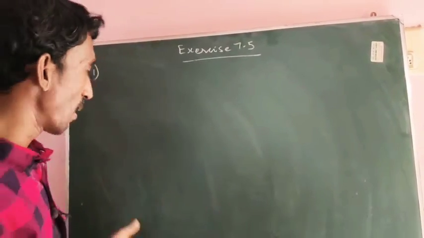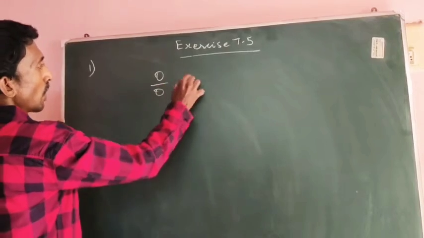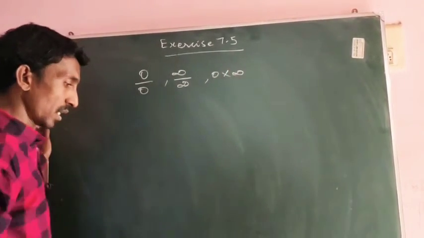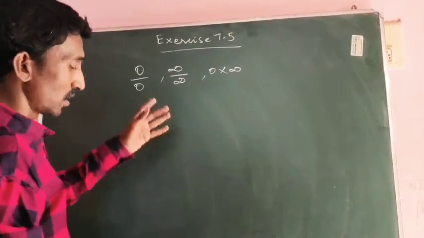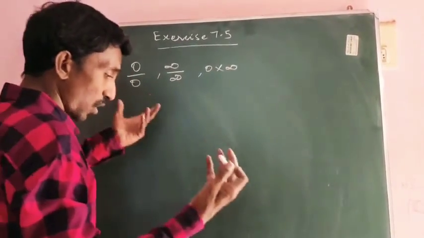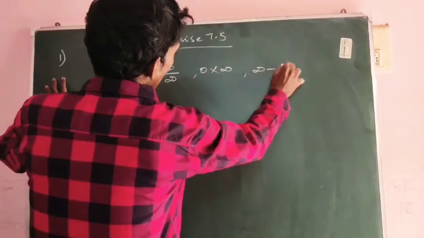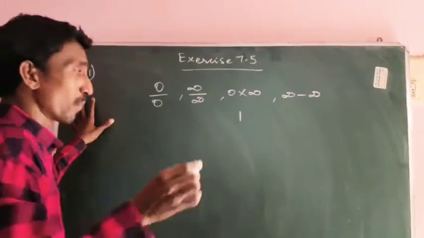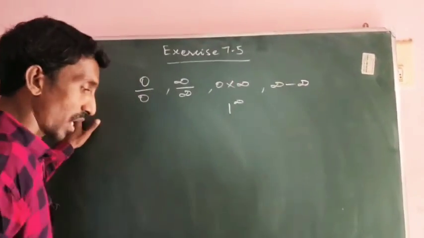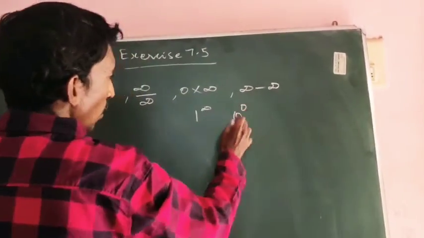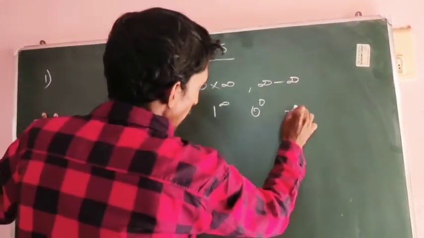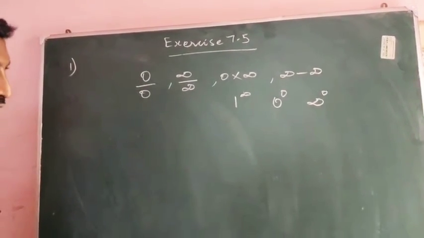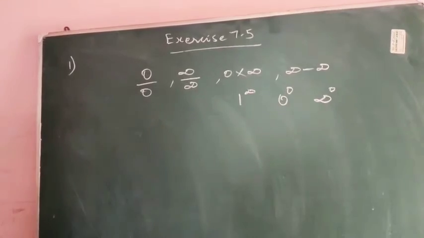All are indeterminate forms. 0 by 0, infinity by infinity, 0 into infinity. Anything into 0 is 0, but 0 into infinity is not known to our knowledge. Infinity minus infinity. 1 power anything we can say as 1, but 1 power infinity is not known to our knowledge. 0 power 0, indeterminate form. Infinity power 0, indeterminate form. If you get any one of the indeterminate forms, we have to apply a rule.